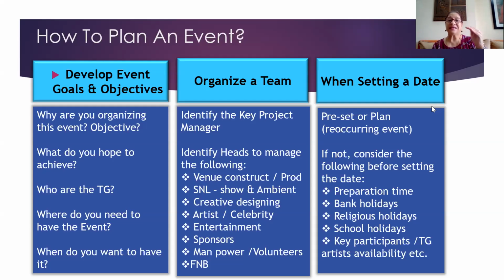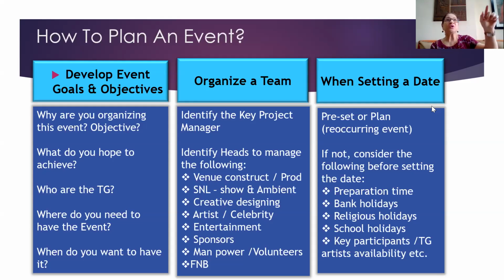So then he identifies the heads for the following. Basically you should have a hardcore team of about 4 or 5 people, and then each one has their own hands down. Okay, venue, construct and production. Very important, because that person is supposed to be on ground there at all times, dealing with all the vendors, checking if they're doing things on time. You remember, you have your backward schedule plan.